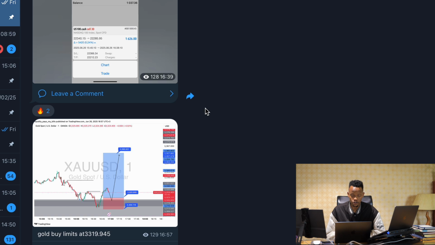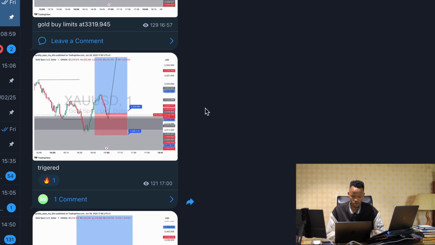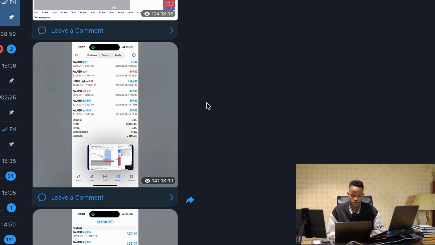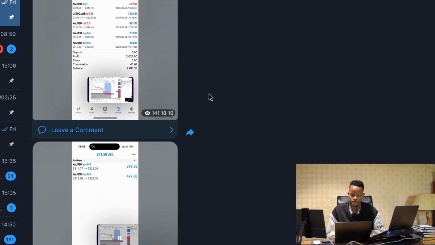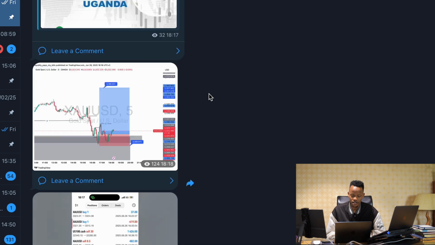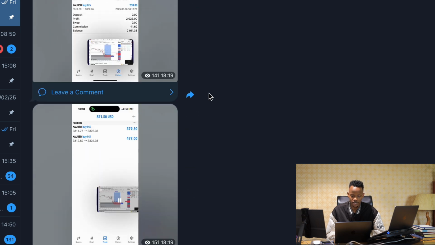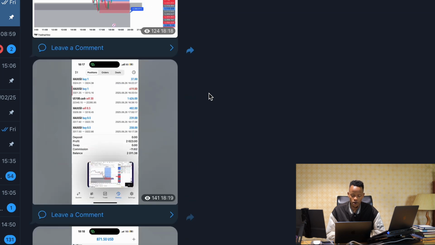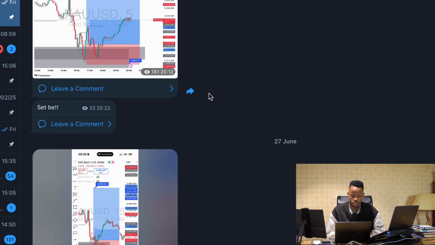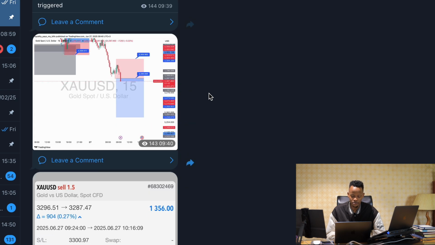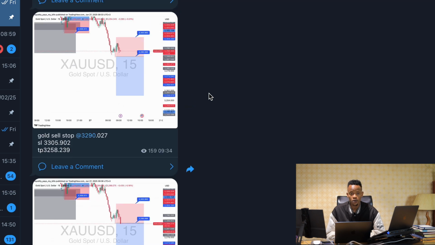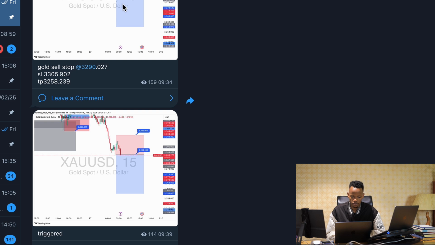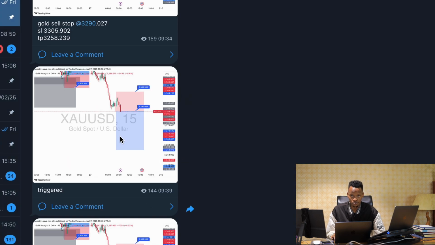Still Thursday late New York, we had gold buys, got triggered, and then we held throughout to Friday. So we held the buys up to Friday. Then Friday in the morning, gold had hit our BE. Then Friday morning, I got a gold sell stop, which triggered. It's here, gold sell stop. It got triggered, then price went into profits.